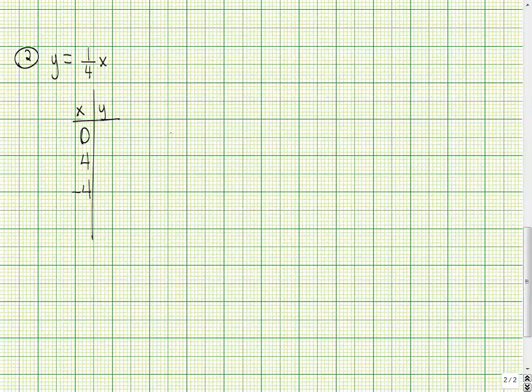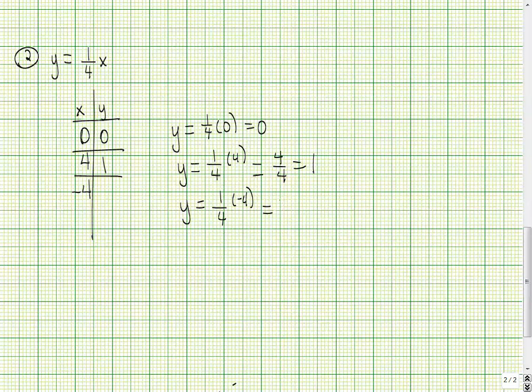Okay, if we substitute in 0, we'd have y equals 1/4 times 0, which is just 0. If we put in 4, we have y equals 1/4 times 4, which is 4 over 4, or 1. So that would be 1. If we have y equals 1/4 times -4, that would be -4 over 4, which would be -1. Okay, and then we just plot those 3 points and we draw our line.